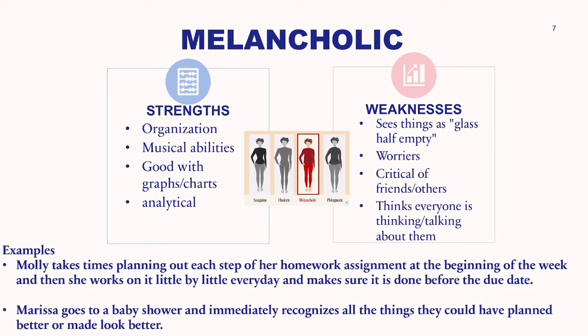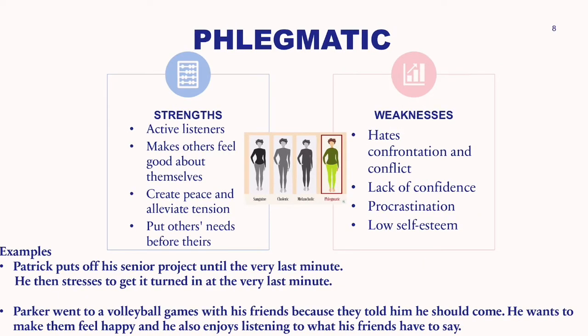And then, like I said, the critical example, so Marissa goes to a baby shower and immediately recognizes all the things they could have planned better or made look better. So she is just trying to think of all the things that maybe she could do better or be more organized about in that sense. So this is showing more of a weakness side of this personality type.